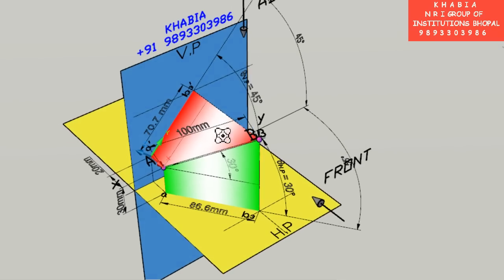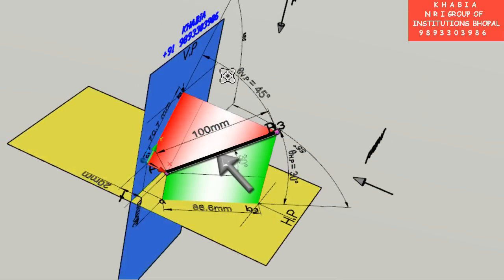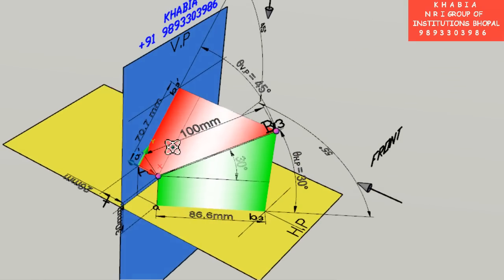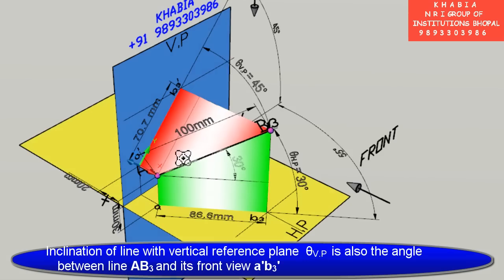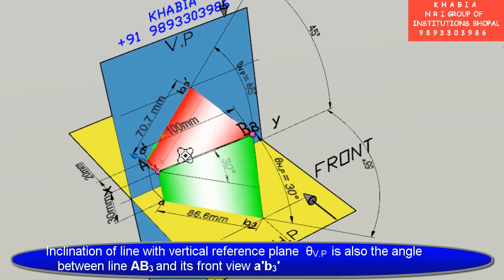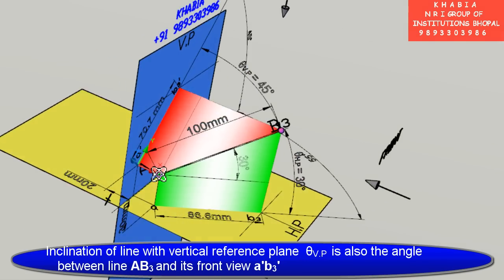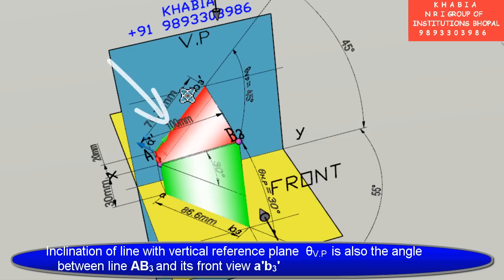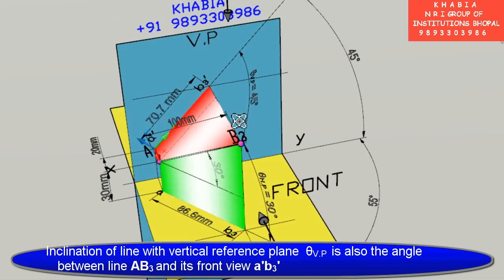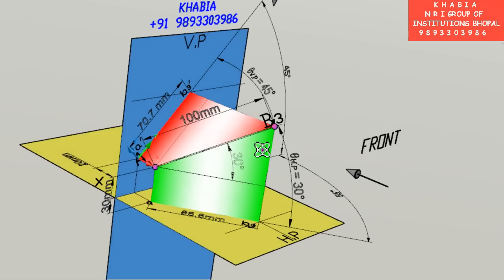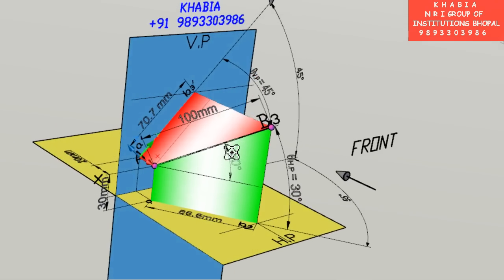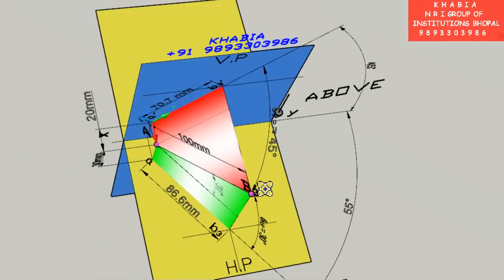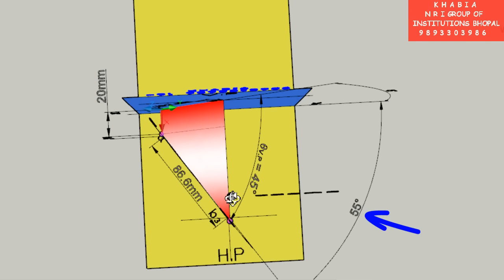The angle theta VP is the inclination of line with vertical reference plane. A closer observation of the model reveals that theta VP equal to 45 degree means that the angle between line capital A, capital B and its front view small a dash, small b dash is 45 degree. One thing I want you to understand clearly is that inclination of line with VP is a different thing and inclination of top view of line with reference line is a different thing.